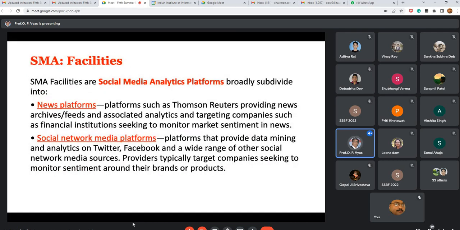If you don't want to do anything like data collection, cleaning, and scraping, just go to a social media analytics platform, or SMA platform, which is one of the facilities. One of the most popular worldwide is the news platforms such as Thomson Reuters, providing news archives and feeds in digital form, and associated analytics, targeting companies such as financial institutions seeking to monitor market sentiment in news. Similarly, social network media platforms are also available. These platforms provide data mining and analytics on Twitter, Facebook, and a wide range of other social network media sources.